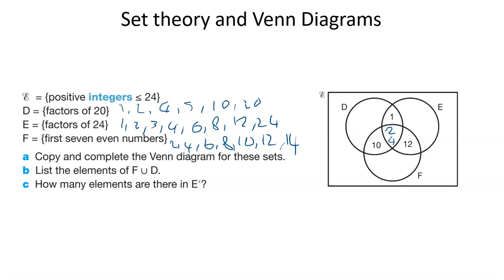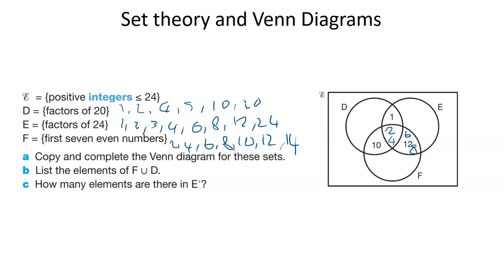E and F, we've got 1 doesn't, 2 we've got, 3 doesn't, 4 we've got, 6 we have not got, so we'll add that into there. 8 we have not got, so we'll add that in. 12 we've got, they wrote it in for us, and 24 doesn't.